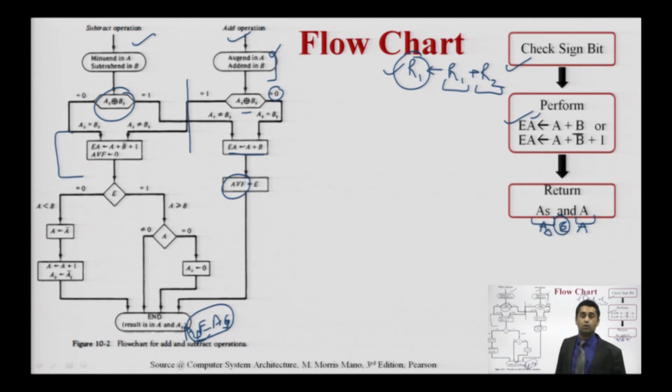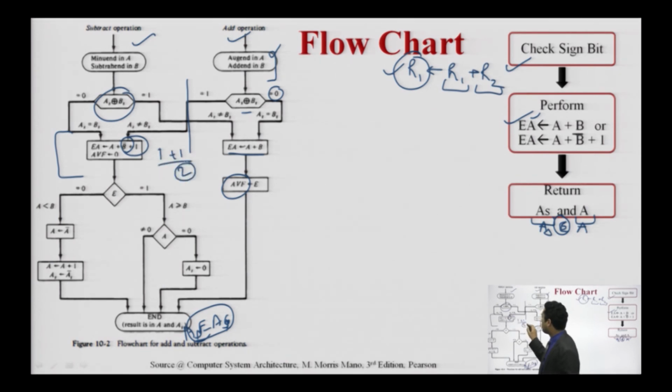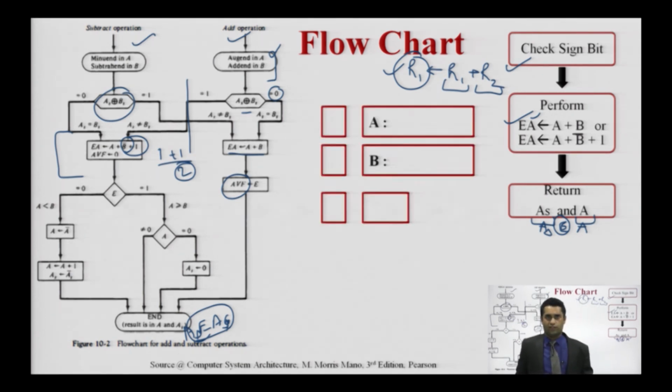Subtraction says we are doing the addition with the complement number. So this B complement is done. 1's complement plus 1 is 2's complement. So we are using here the 2's complement and performing the same operation. So this is the flow chart. Take an example for this.